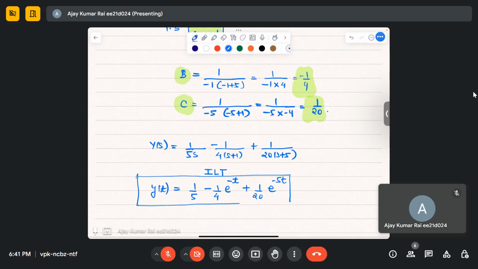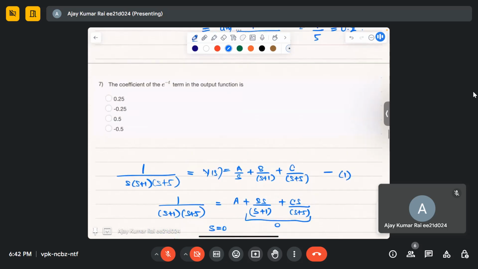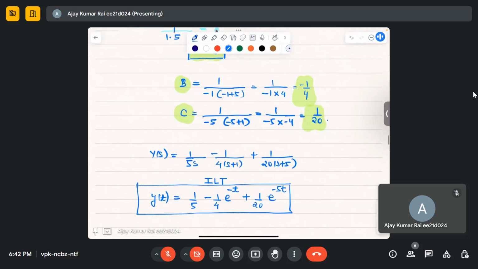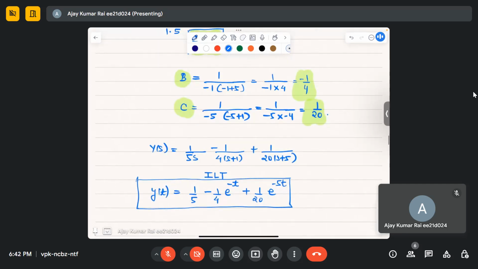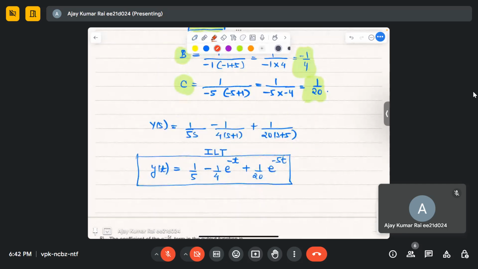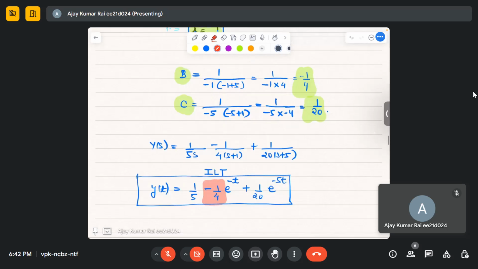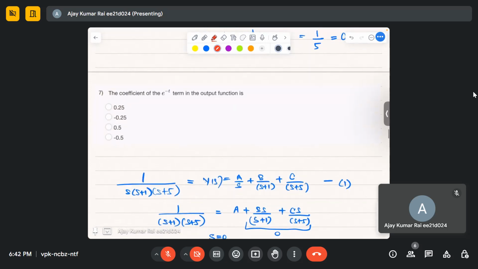Okay, so this is the system response. In the question, they're asking for the coefficient of e raised to minus t. So what is that coefficient? This is the coefficient, which is minus 1 by 4. And what is 1 by 4? 0.25. Okay, minus 0.25. So this is correct. I hope you're getting the same answer.